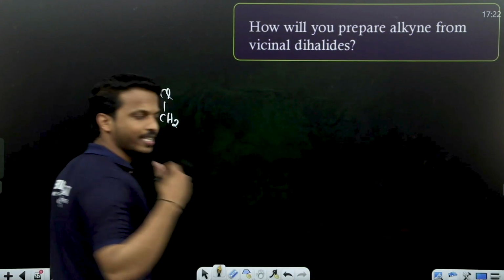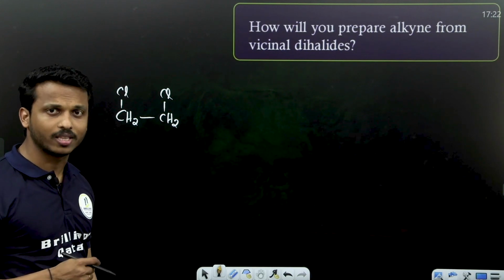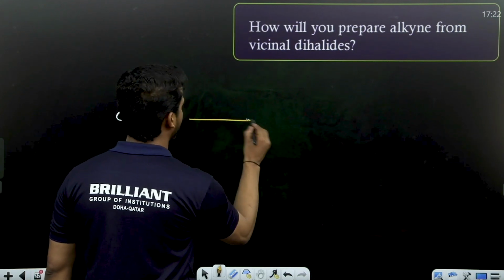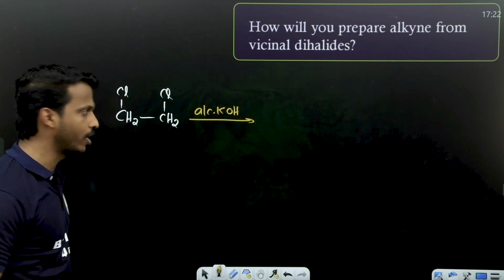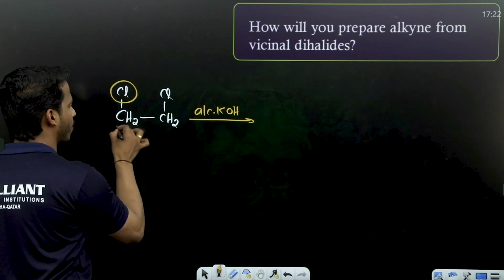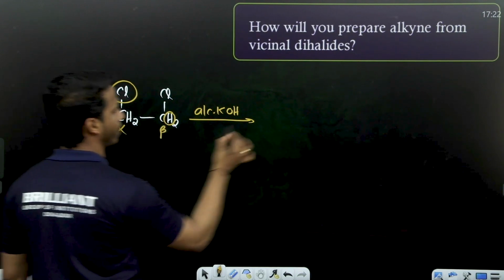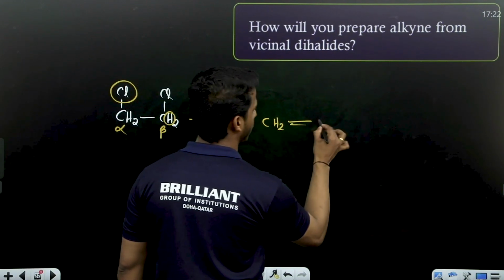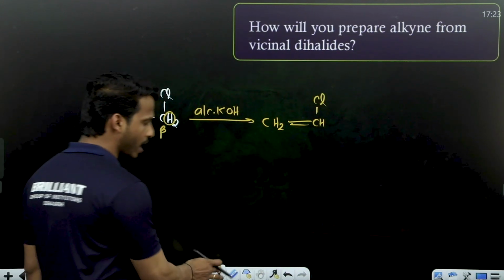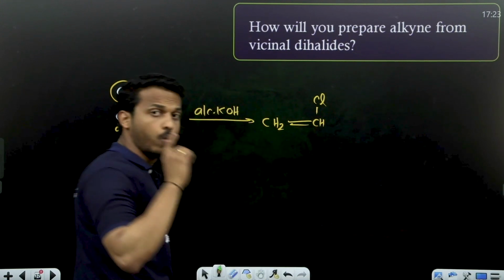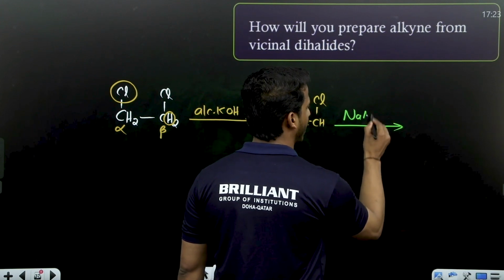You may have studied, or we discussed in the first video, beta elimination, right? What is the reagent we are using there? Alcoholic KOH. So take alcoholic KOH, let's do beta elimination. What is beta elimination? One of the halogens goes from alpha, one hydrogen is taken from beta, and make a double bond between alpha and beta. You will get CH2 double bond CHCl. Correct? Okay. Now, we want alkyne, right? Now it's only an alkene. Once again, we have to do beta elimination, but this time we are using NaNH2.